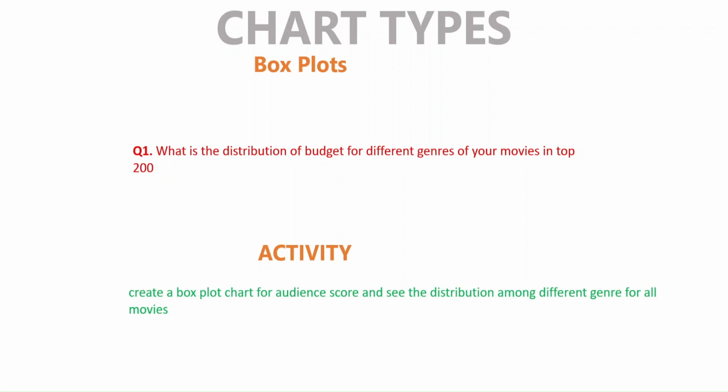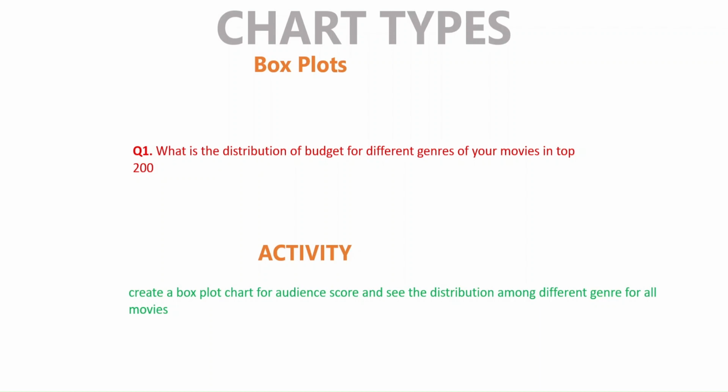All right. So next is the activity. Now I want you to create a box plot for the audience score and see the distribution among different genres for all movies. What this will help me with is, let's suppose action and adventure, what is the variation in terms of audience score? If there are 20 movies, ideally the variation should be very less, so 90% till 95%. Ideally this should be the scenario, but if there is a very huge variation, then that means you cannot be sure what users are going to give as the rating to that particular genre, because the variation is very high. So this is what I want to see.